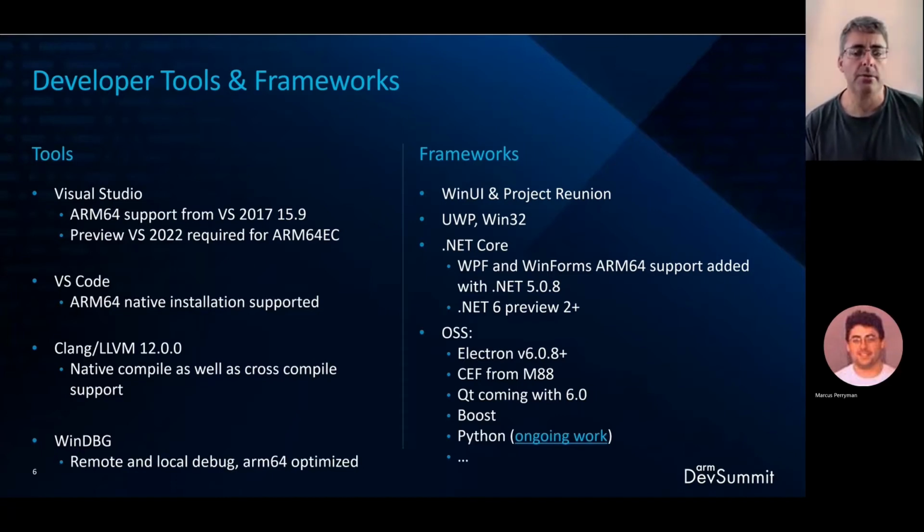Now, the other tool chain that's available is LLVM, or the Clang compiler. Since version 12, they've had native compile support on Windows on ARM, as well as cross-compile support. So if your project or your open source components require that, then you have a choice to build on the device or to build as a cross compile elsewhere.